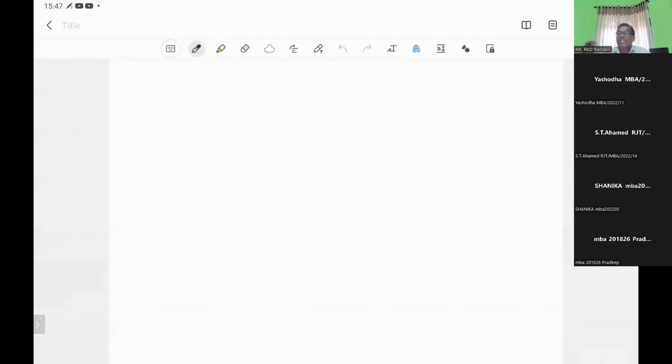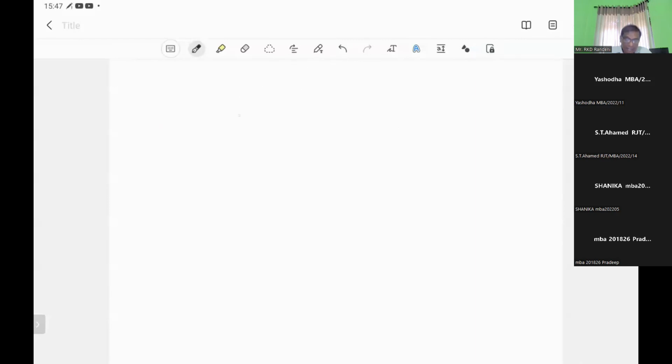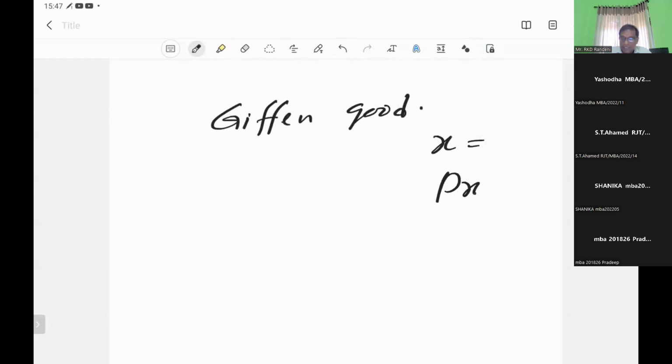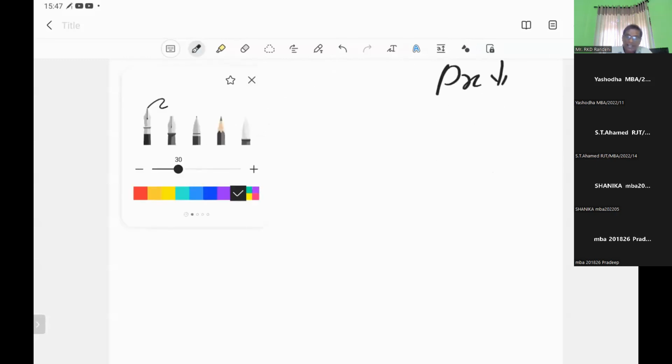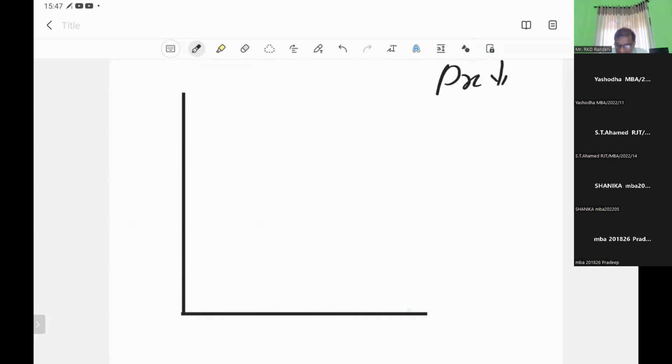Delete or missing. Now X is considered as a normal good, then the price of X is reduced. Again, you have to draw a graph. Here, quantity X that is given, here, quantity Y. Before the price change, this is the budget line.